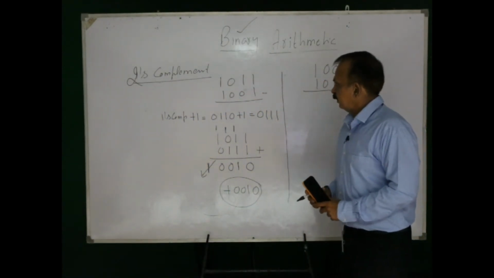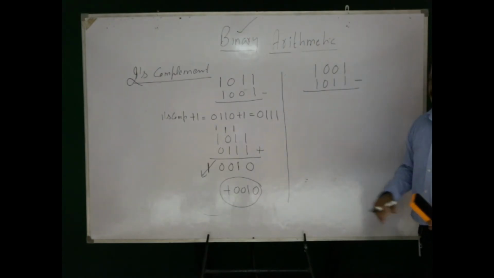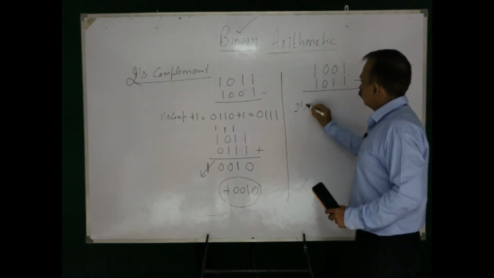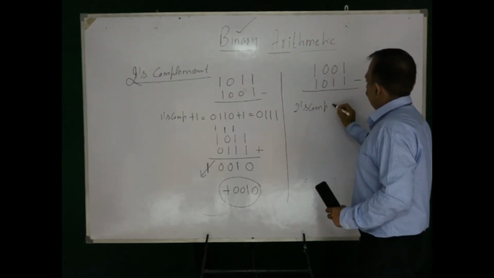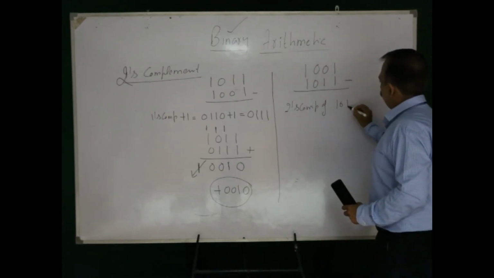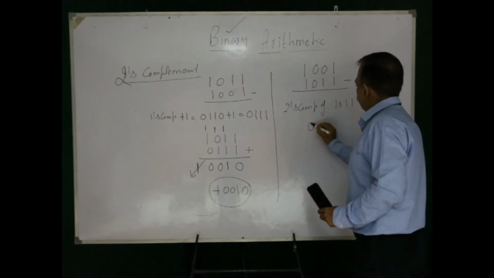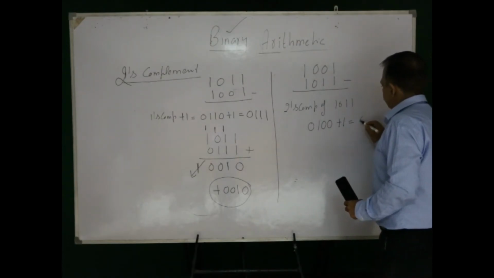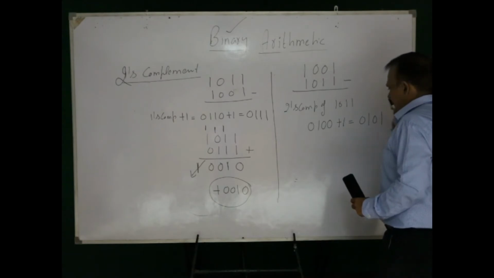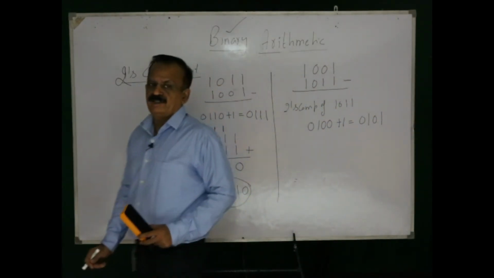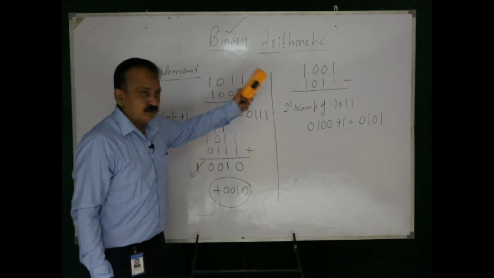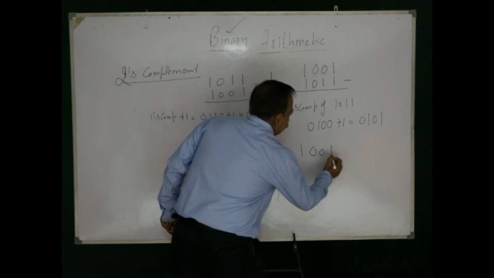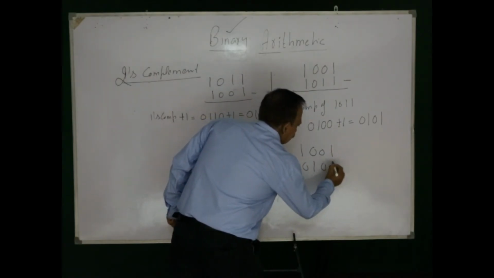0010. Now what about this? This time I will be taking 2's complement of this negative number. Now 2's complement of 1011, what will it be? 0, 1, 0, 0 plus 1, it is 0, 1, 0, 1. This is the 2's complement of the negative number. Add this 2's complement to the other number, 1, 0, 0, 1 and 0, 1, 0, 1.